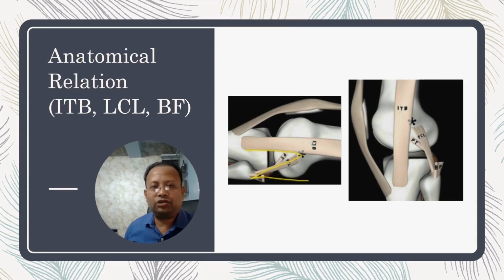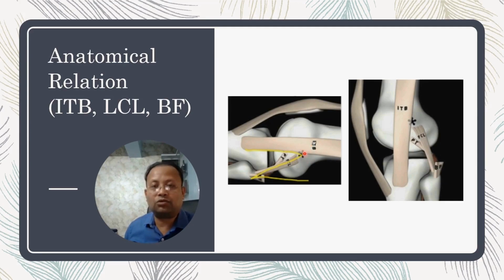So the anatomical relation of the iliotibial band, lateral collateral ligament and biceps femoris tendon: they have a relation. This side you can see is the proximal side, this is the femur, and this side is the distal side. Okay, so this is the iliotibial band. The iliotibial band is the most anterior structure.